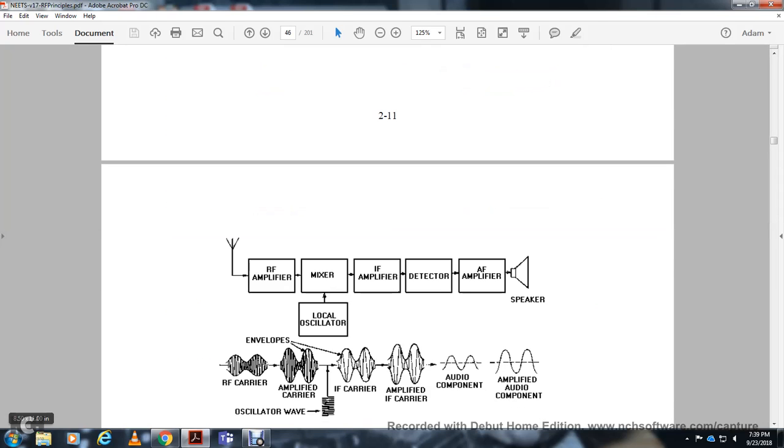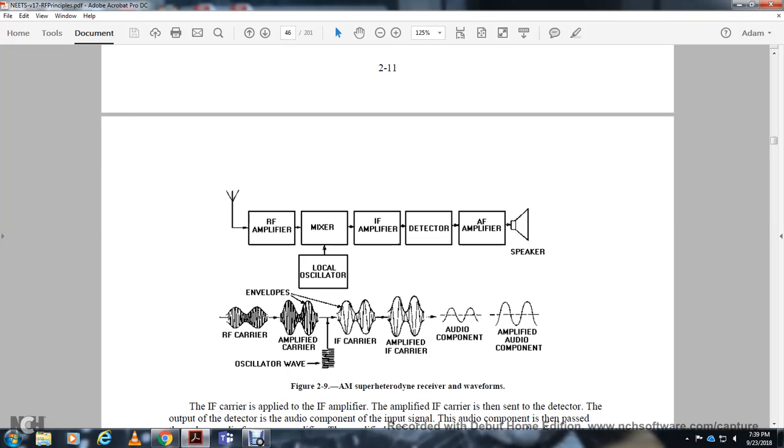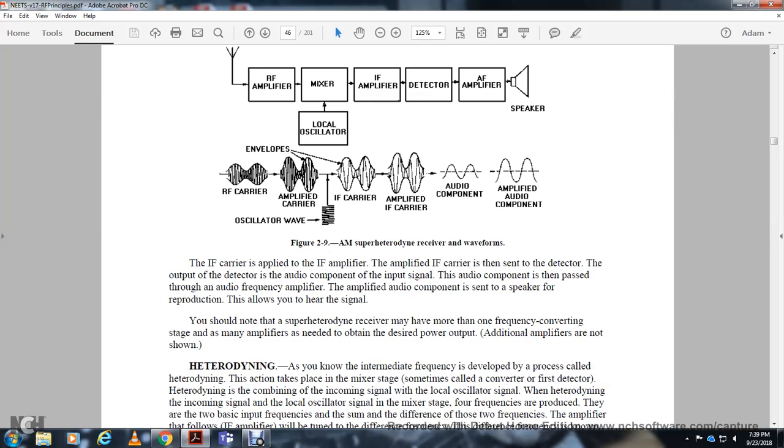So the chain includes the radio frequency amplifier, mixer, IF amplifier, detector, AF amplifier, and local oscillator, with the amplified IF carrier passing through the stages.